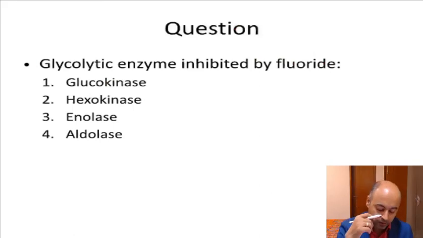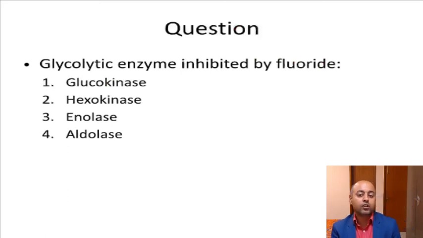Okay. Glycolytic enzyme inhibited by fluoride. Very important common question. Answer is enolase. The second last enzyme of glycolysis is inhibited by fluoride. The answer is enolase.